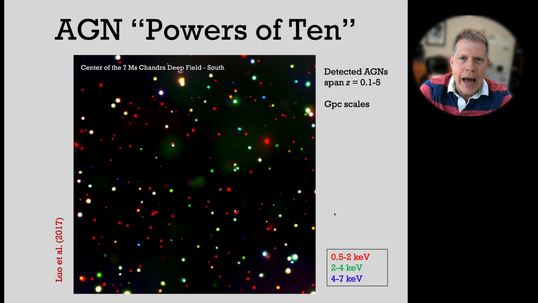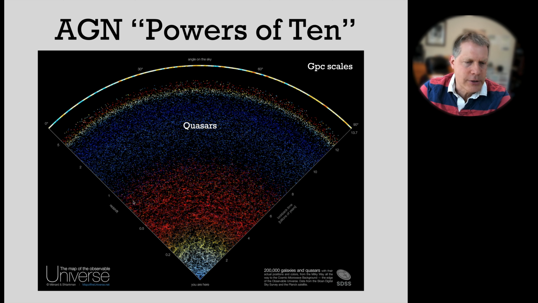Another useful diagram for extending out to these sorts of scales is this very nice one. This is the map of the observable universe, derived significantly at least from Sloan Digital Sky Survey data. And these blue points out here are quasars from the Sloan Digital Sky Survey out at redshifts of 1 and 2 and 3 and 4 and so on. And they extend to lower redshifts as well.